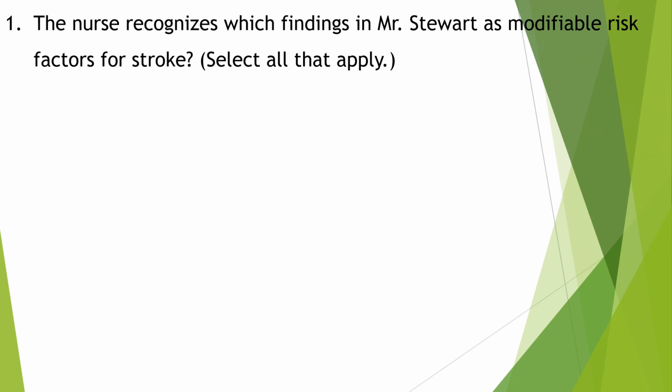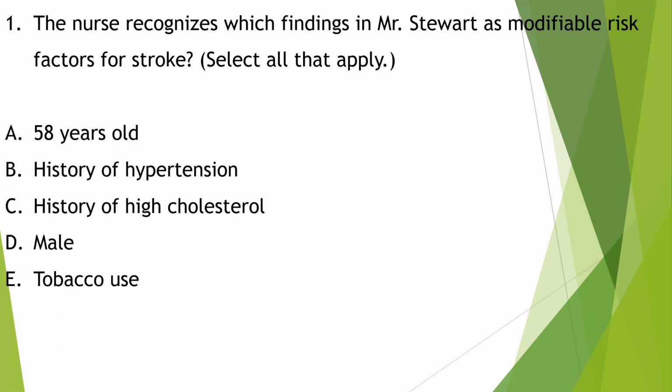The nurse recognizes which findings in Mr. Stewart as modifiable risk factors for stroke? 58 years old, history of hypertension, history of high cholesterol, male, tobacco use. So here the question is about modifiable risk factors. Significant modifiable risk factors for stroke include hypertension, cigarette smoking, hypercholesterolemia, and illicit drug use. So here it is history of hypertension, history of high cholesterol, and tobacco use.